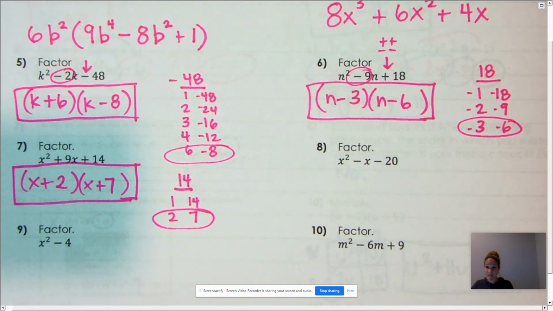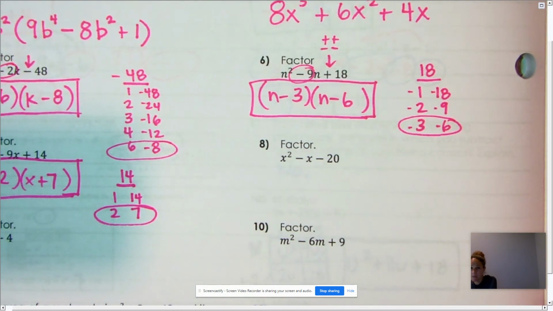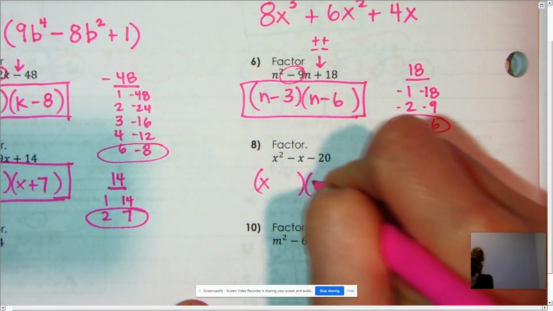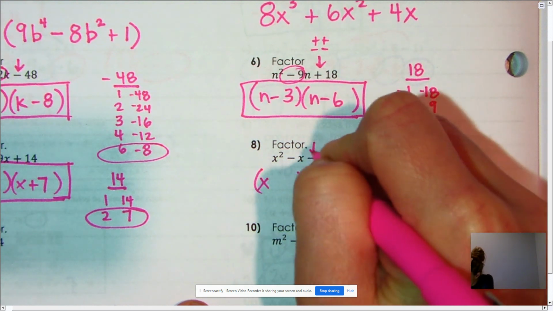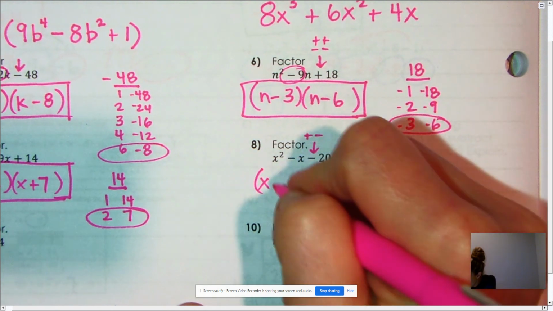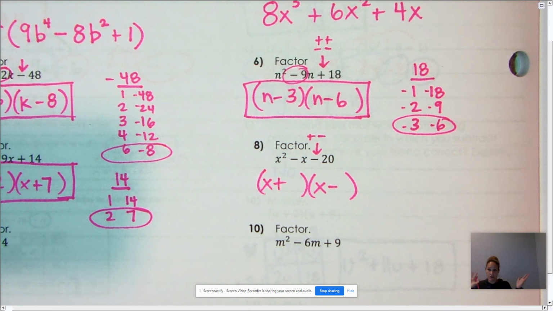But sometimes if you're just stumped on a problem, it's a really good place to start. Okay, so let's look at number 8. Then we're going to write the parentheses. I'm going to put an X. I'm going to put, remember this is a negative. So in order to multiply to make a negative, I have to have a positive times a negative. It doesn't matter which one's first.